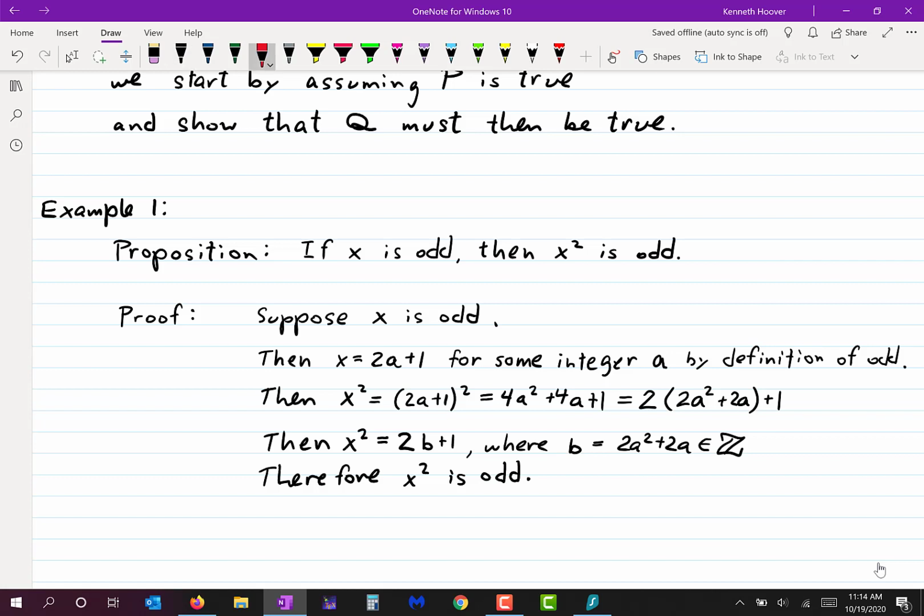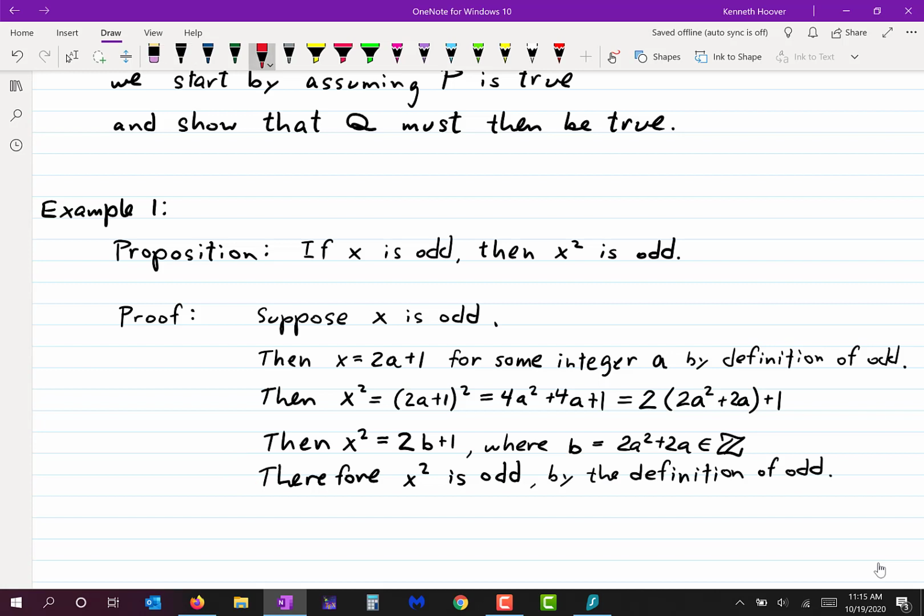And then we get to the last one. Therefore, x squared is odd. But what's our reasoning there? We need a reason. Why? Because we have already shown that it equals 2 times an integer plus 1, and that's what the word odd means. So our reasoning is by the definition of odd.